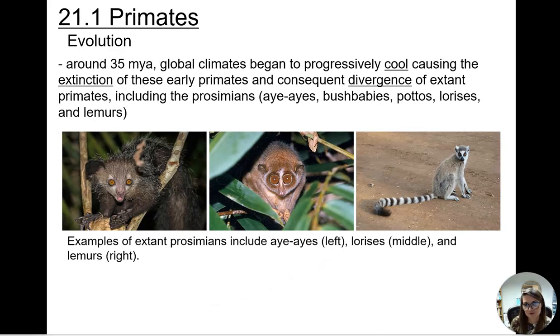Around 35 million years ago, we're going to have a global climate which begins to progressively cool again. This is going to cause the extinction of these early primates and consequent a divergence of extinct primates. These extinct primates are going to include the prosimians, the aye-ayes, bush babies, potos, lorises, and the lemurs. And so here you can see some examples below of some of these animals that we still have today, thank goodness.